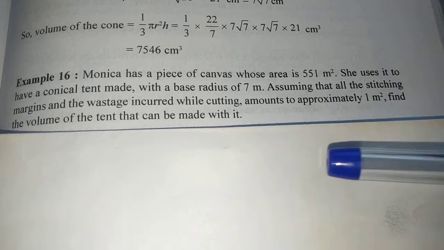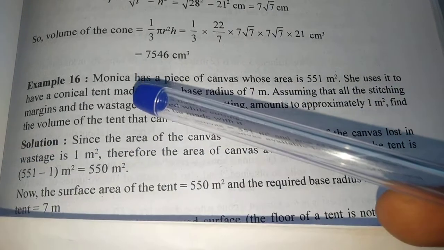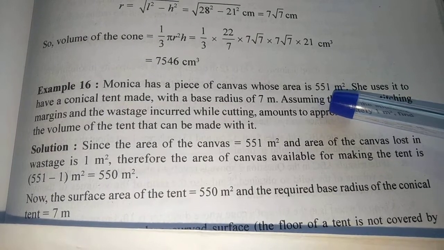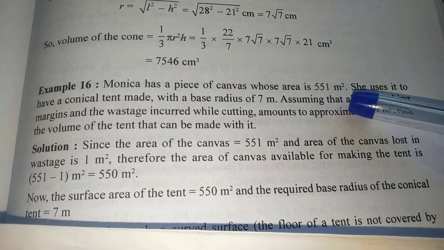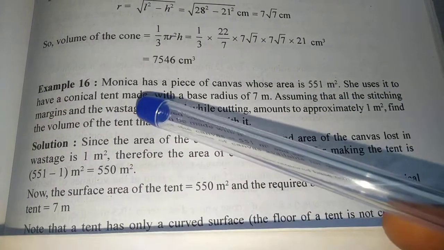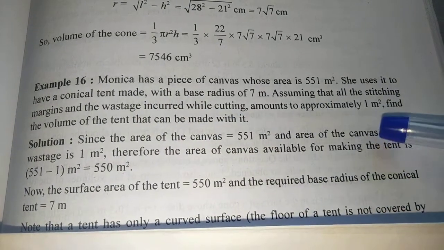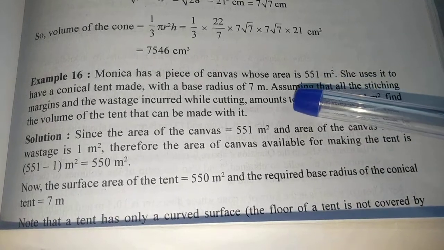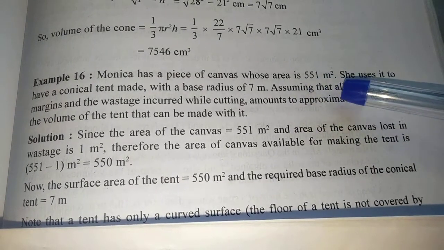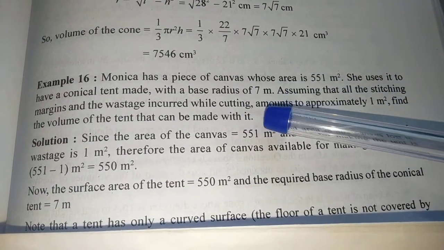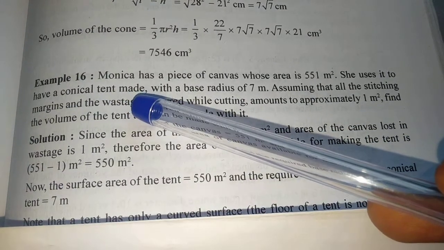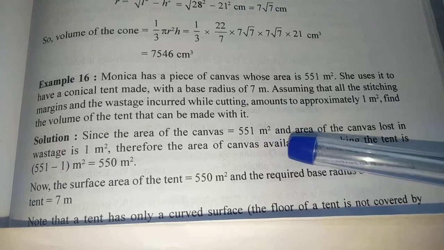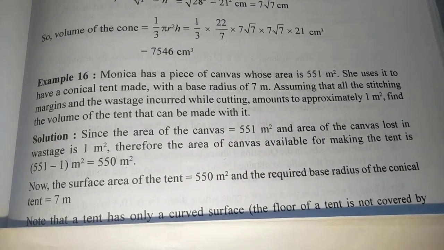Here in your example 16, there is a girl Monica who has a piece of canvas. The canvas is 551 meters square overall in area, but in order to make the conical tent, she loses 1 meter square. So how much is remaining, children? She has 550 meter square of canvas. With that she has to make a conical tent of radius 7 meters. Height is not given, so first we will find the height and then solve the sum.